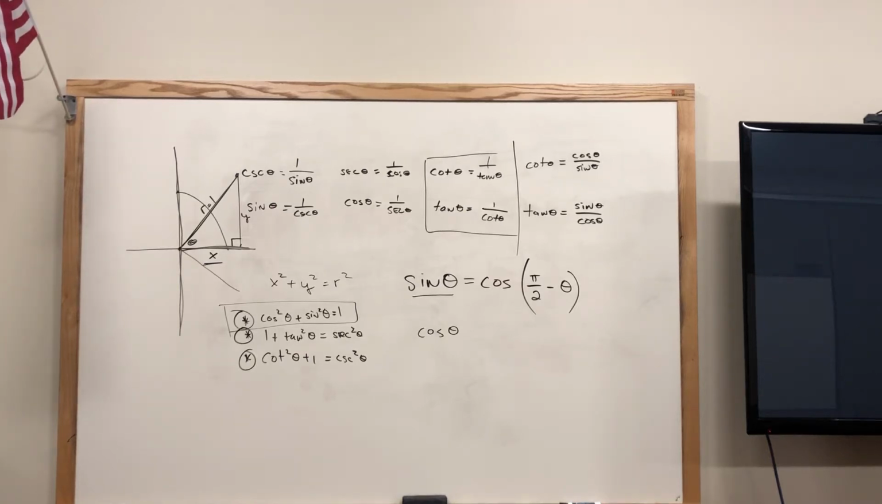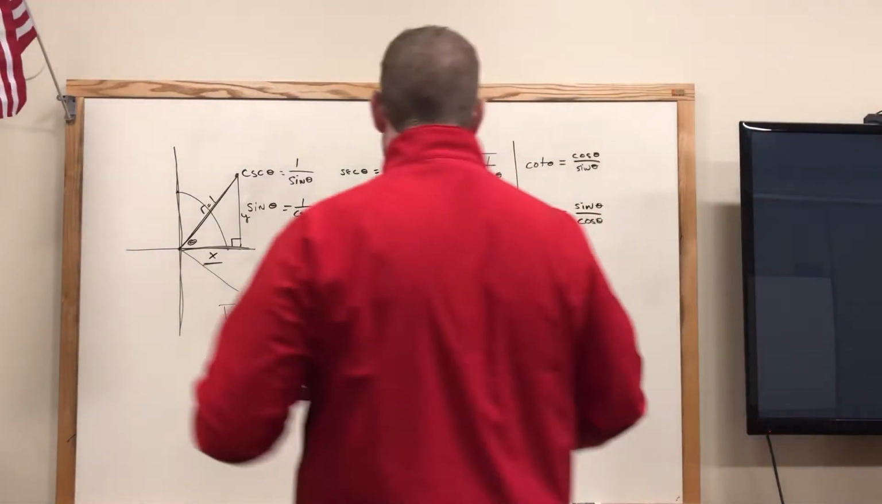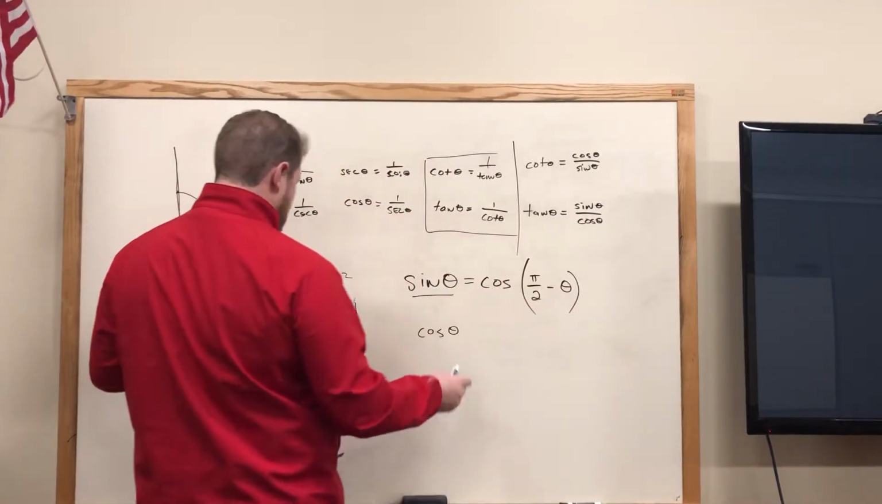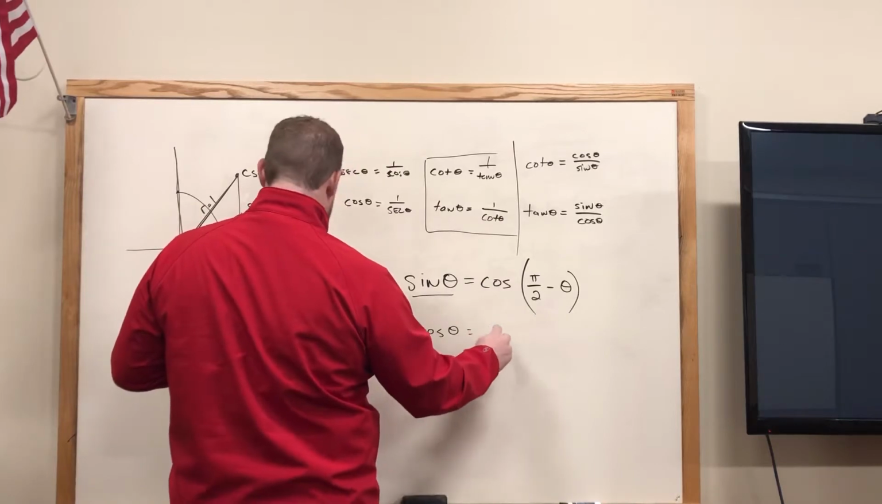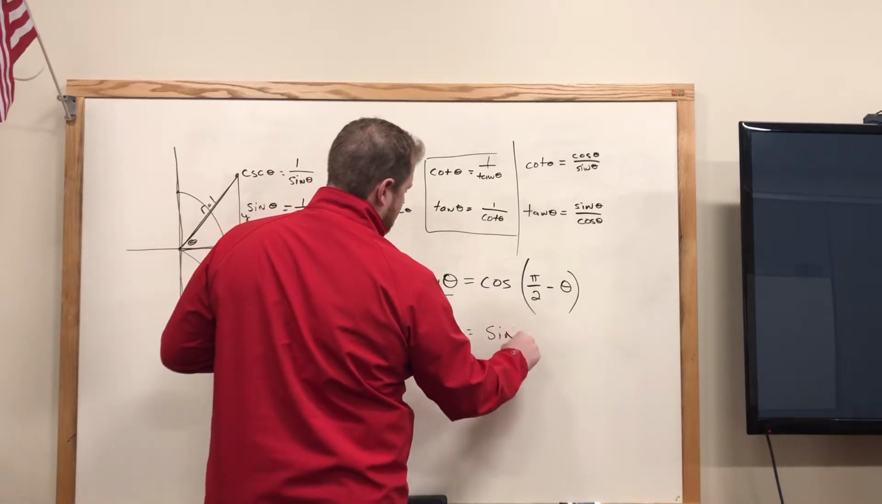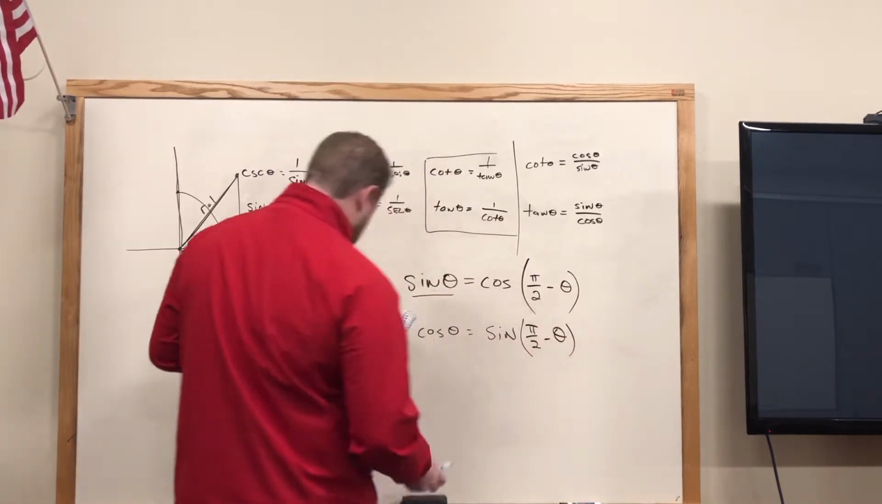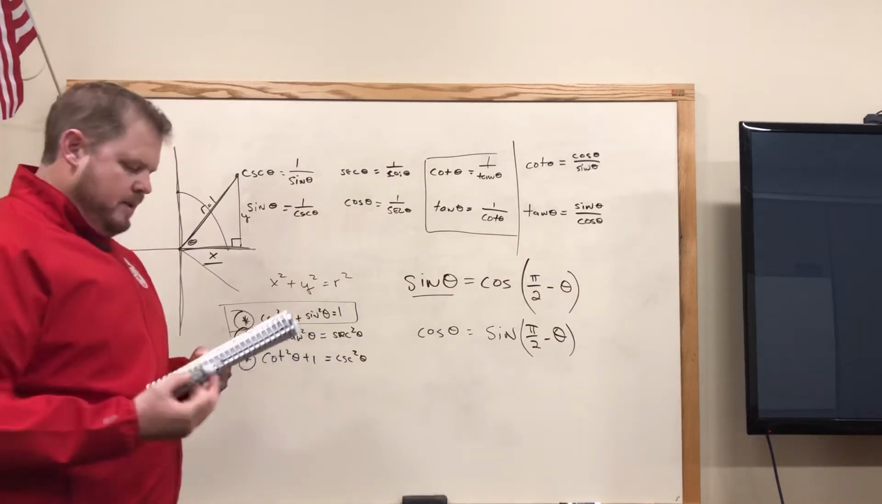So our cosine theta is going to be what? If sine theta is sine of pi over 2 minus theta, then cosine theta is going to be sine of pi over 2 minus theta. It's going to be the same thing. Okay, go in the opposite direction.